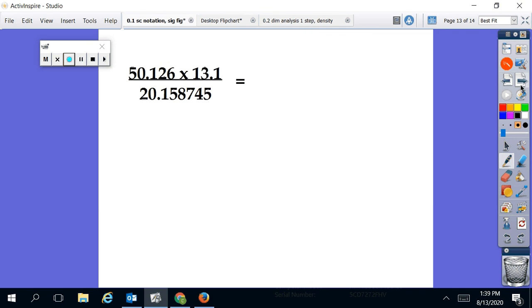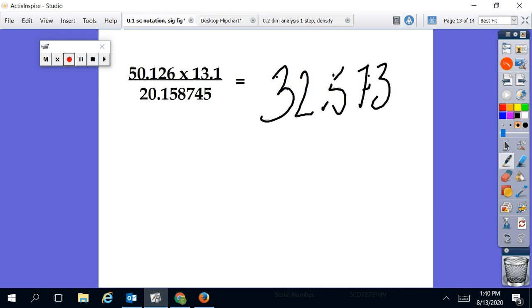Here's a multiplication one to practice together. We've got now multiplication. Remember, you're not looking at the least accurate term with respect to the decimal, you're just counting sig figs. The first thing I'm going to do is put these numbers in my calculator, and I'm going to get an answer. I get a big answer like 32.573982, and so on.